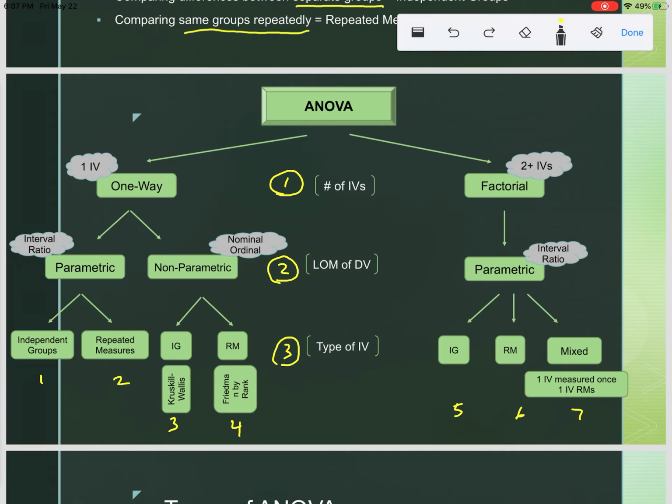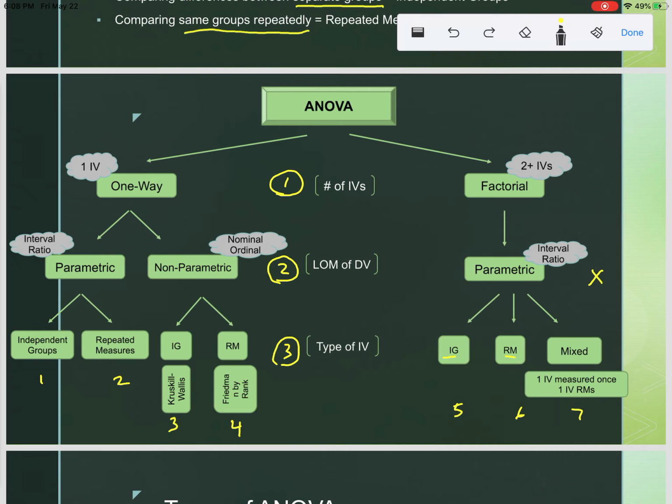Factorial has an option that is mixed. If I have multiple independent variables, sometimes 1 independent variable might be measured through independent groups, while a different independent variable is measured repeated measures. And that would be a mixed factorial design. So we can really cover almost any permutation of comparing 2 or more means. I want to point out there is not a non-parametric alternative for factorial ANOVAs.